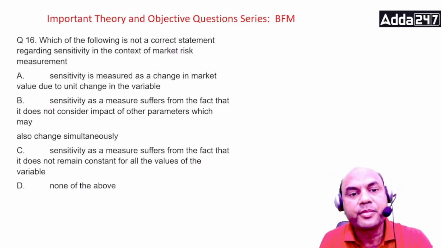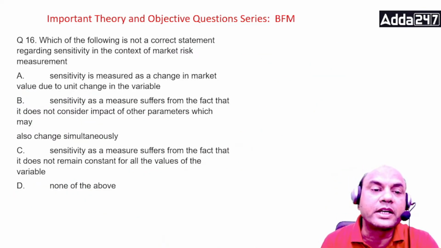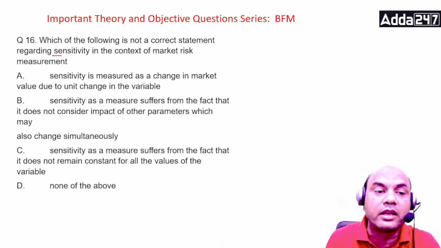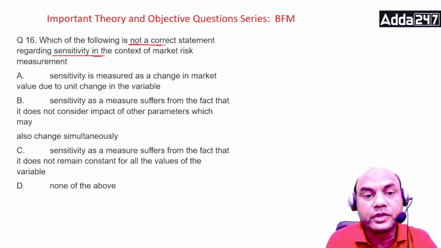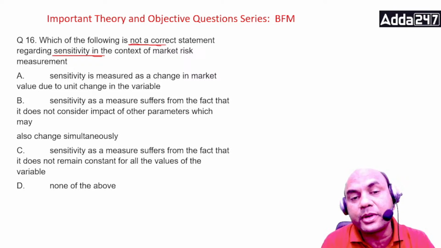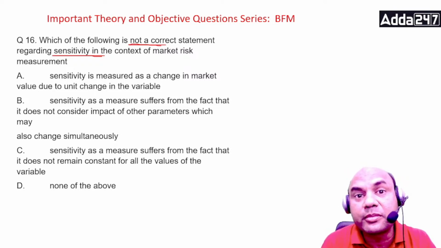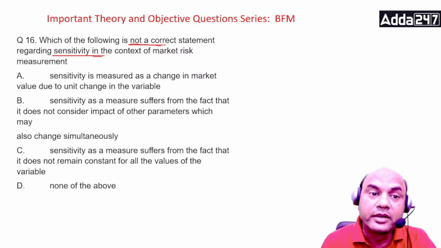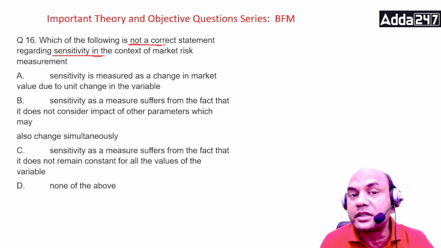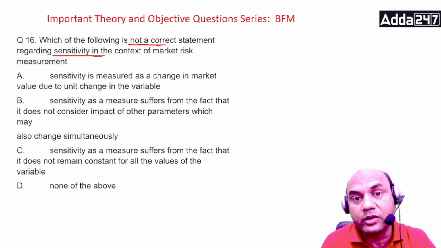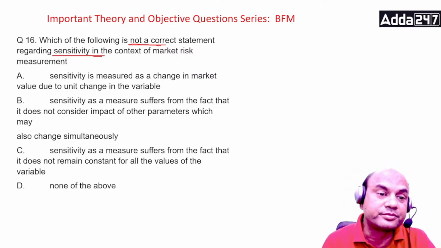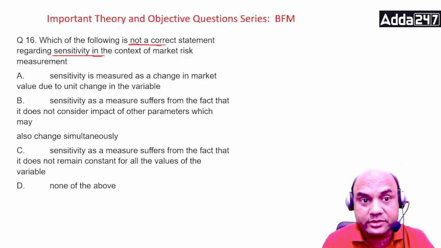Got it? Which of the following is not a correct statement regarding sensitivity in the context of market risk measurement? Sensitivity is itself a big topic. Sensitivity is measured using the duration approach and the BPV approach. This can't be explained right now. That's why I'm saying join the paid classes. New batch is starting. Join fast. I'll tell you at the end.